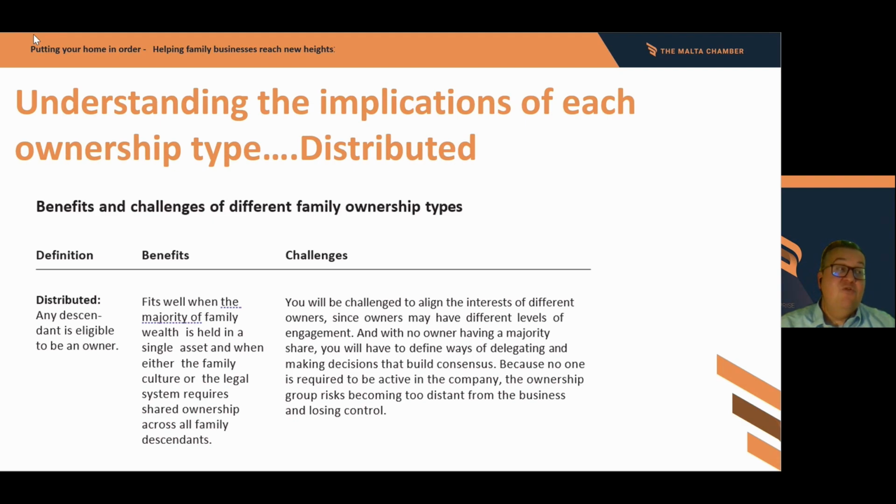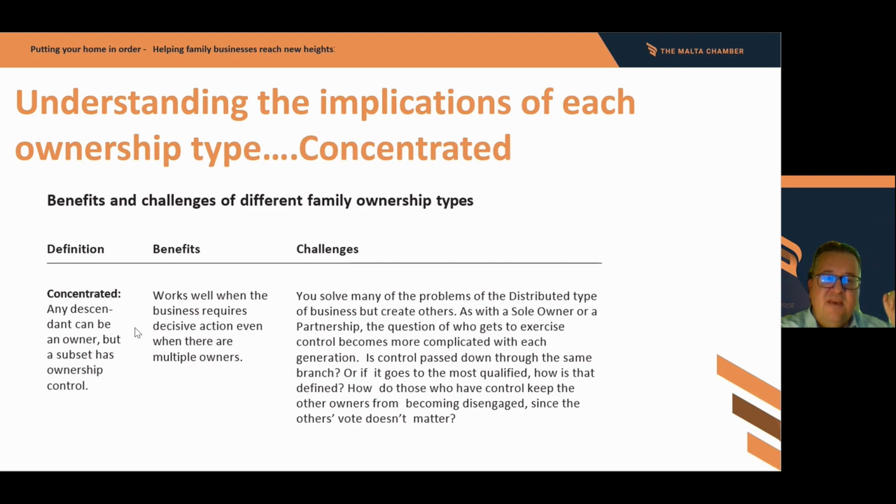And if there are huge numbers, one of the biggest problems is that the ownership group can risk becoming distant from the business and from the management of the business, and can also lose control over what is happening in the business. And finally, we have the concentrated model, which has advantages similar to the sole trader. Decisions can be taken quickly by one person or a very concentrated number of people. Obviously, here you solve a lot of problems that we just discussed on the distributed type, with possible conflicts, difficulty to find consensus and whatever.